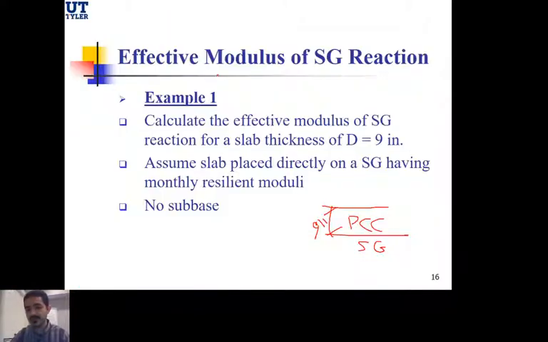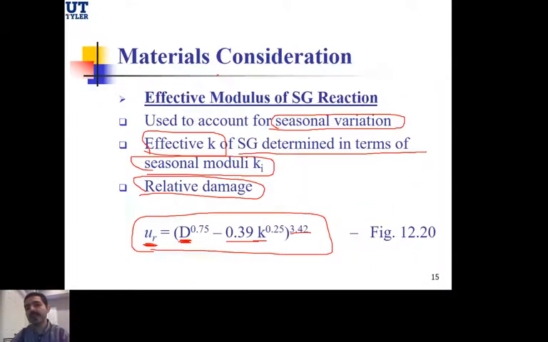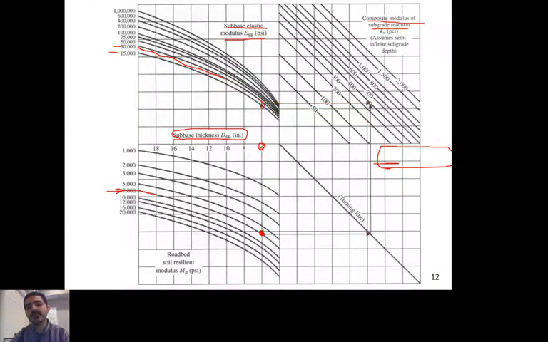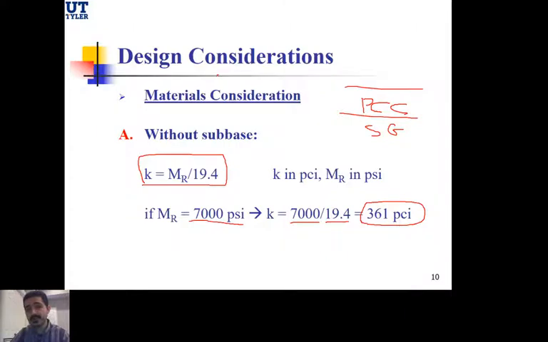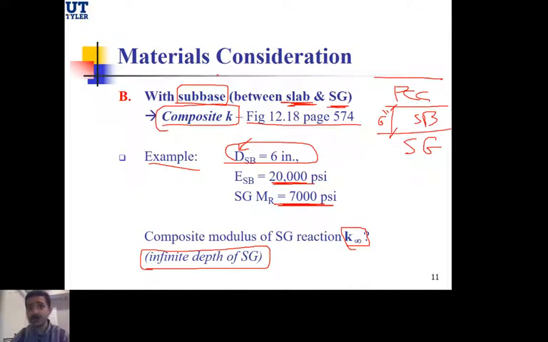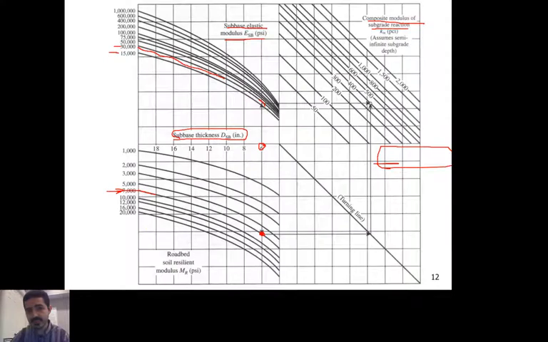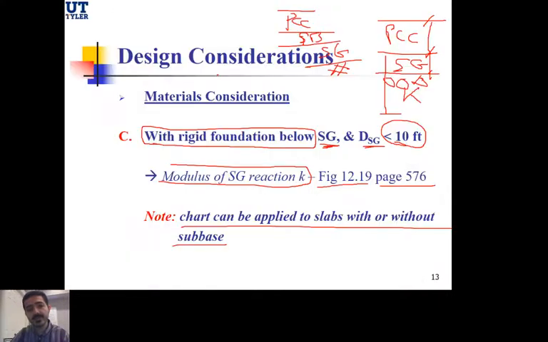So to do so, going back to this structure here, you need to go through all the steps that we discussed and ask yourself which one you need to go through first. So the first question that you need to ask yourself: do I have a subbase or not? In this case, you do not have a subbase, so you're going to go through this step first, which is without a subbase. The K is equal to the modulus over 19.4. You're not going to go through step B because you do not have a subbase. You're not going to go through step C because you do not have a rigid foundation.